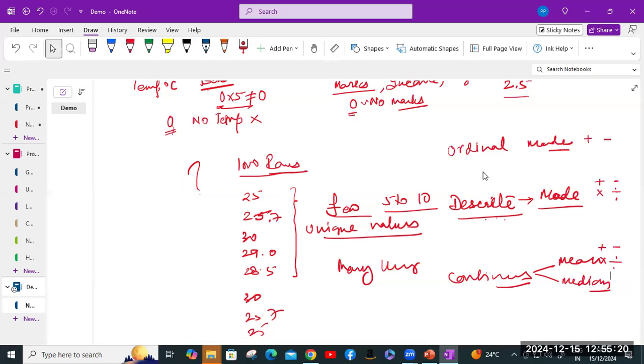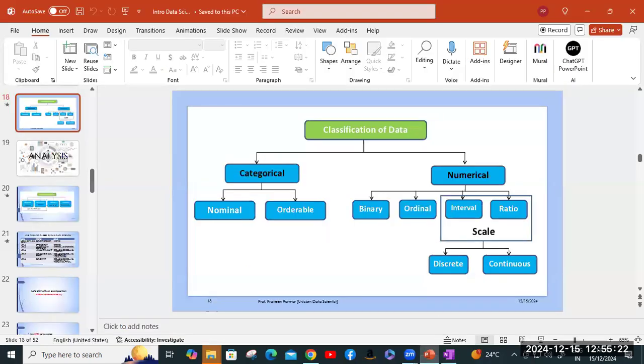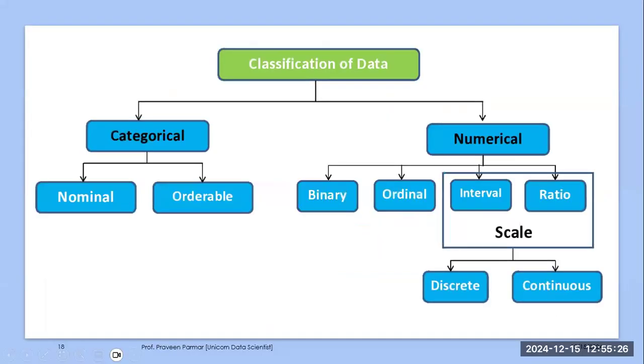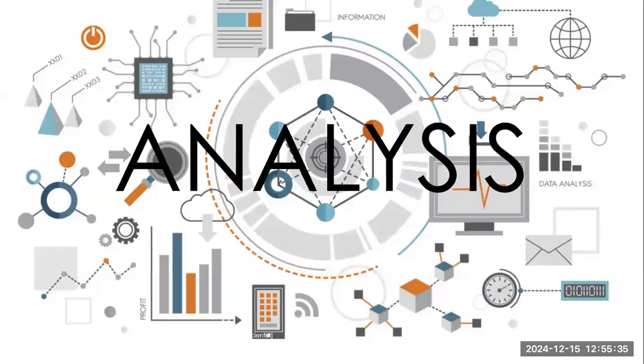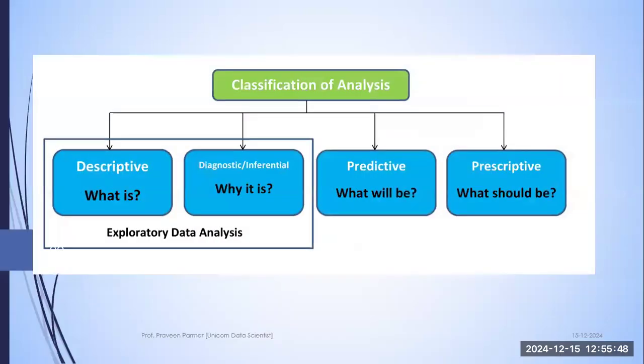So we come back to our slide. We have finished the classification of data. Do you have any question, Fidelma, about this? No, sir. Okay. Now we understand what is data, because we are going to see what is data analysis and all these things. That is the part of data science. So we see the classification of analysis also.